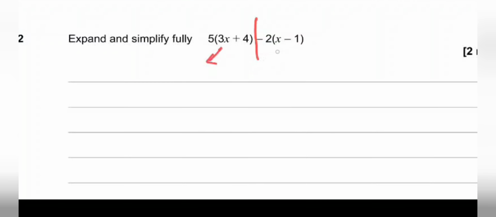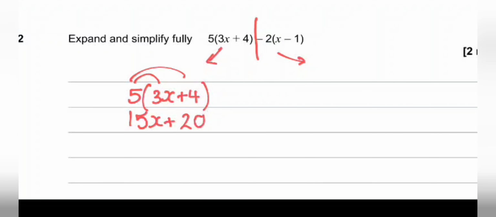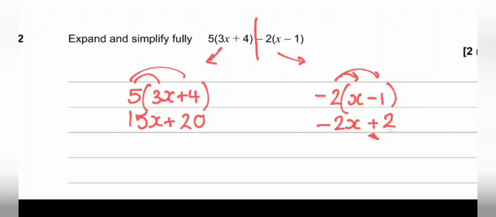Next question is expand and simplify. These brackets do not multiply together. I want you to treat them like 2 separate questions. Left-hand side, 5 times 3x equals 15x, and 5 times 4 equals 20. Right-hand side, let's copy it out just to make it super clear. We've got minus 2 times x gives us minus 2x, and then minus 2 times minus 1 is positive 2. Now putting those back together, we've got 15x minus 2x, giving us 13x, and 20 plus 2 equals 22.